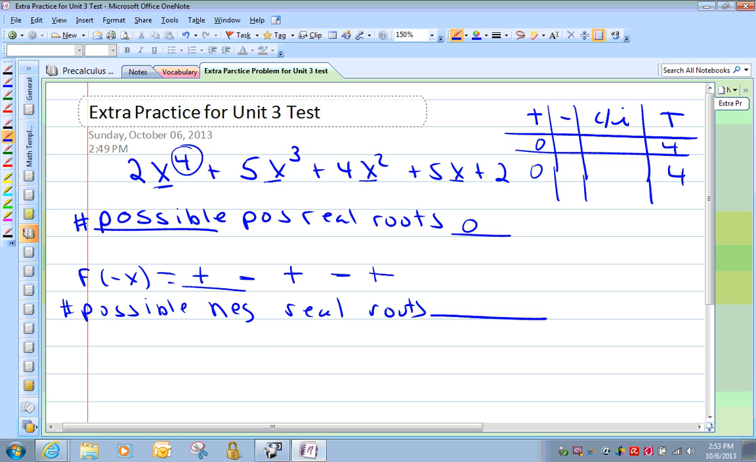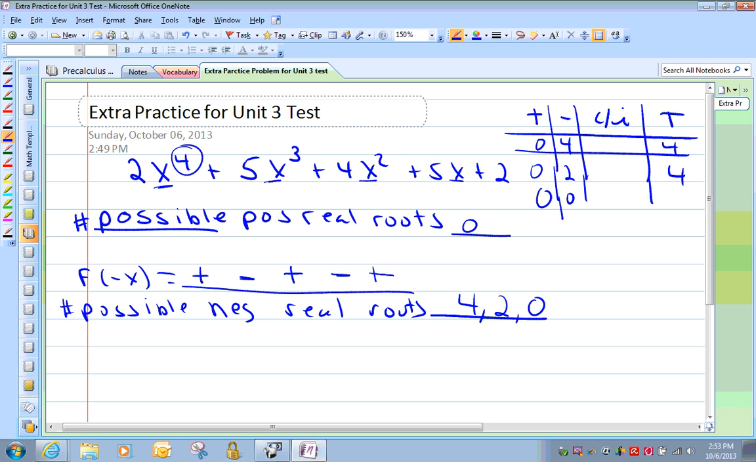If we're plugging in, this is what I'm looking for on a test. Then let's count the number of sign changes. Positive to negative is 1, back to positive 2, back to negative 3, back to positive 4. So the number of possible negative real roots is 4. Also it could be 2. Also it could be 0. In our chart, that would be 4, 2, 0.